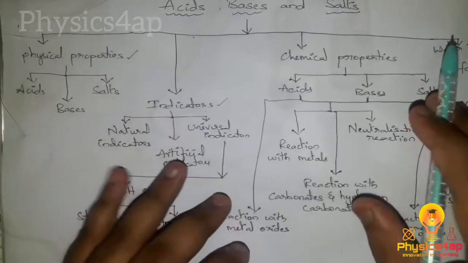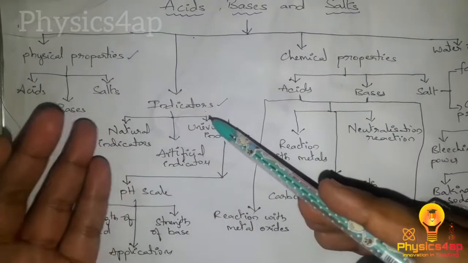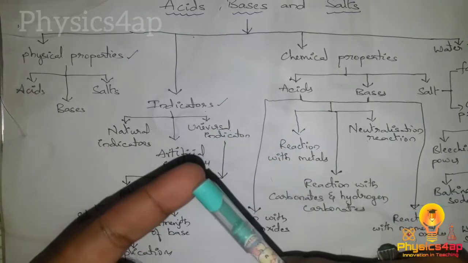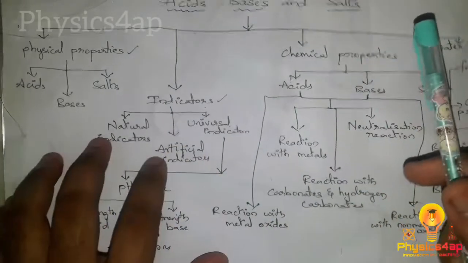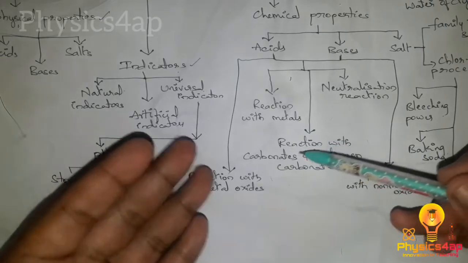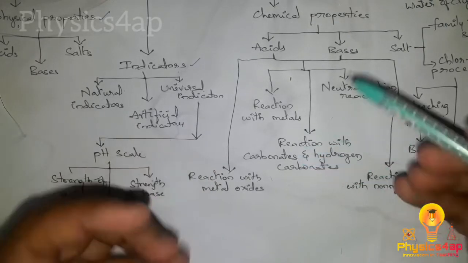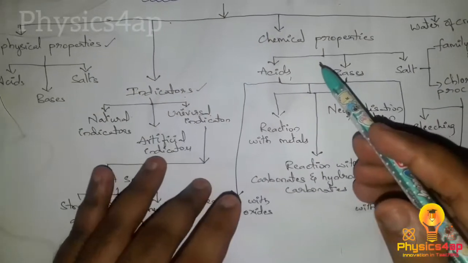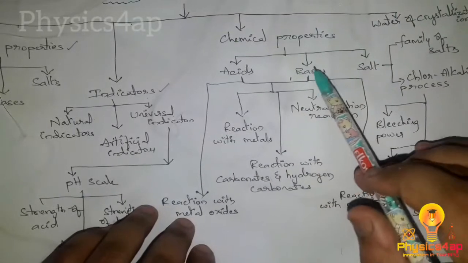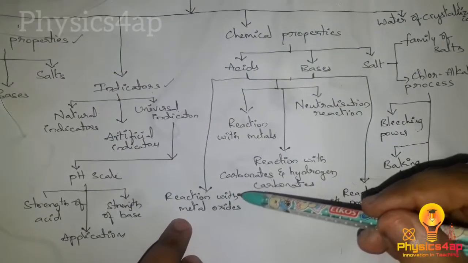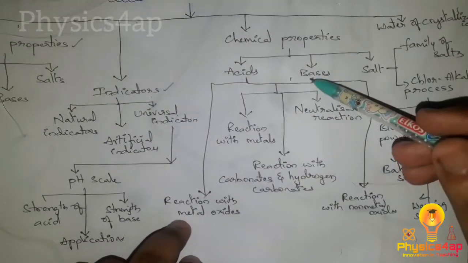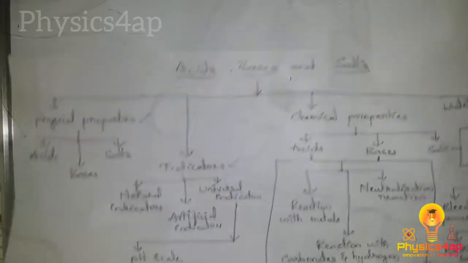So as we have seen the experiment upon the indicators, the artificial indicators methyl orange and phenolphthalein, and we have seen the reactions with the metals and the reaction with the carbonates. Okay, so now we will discuss the chemical properties in detail: the reactions of the acids and bases with respect to metal oxides, the metals and carbonates, and non-metal oxides of the bases.